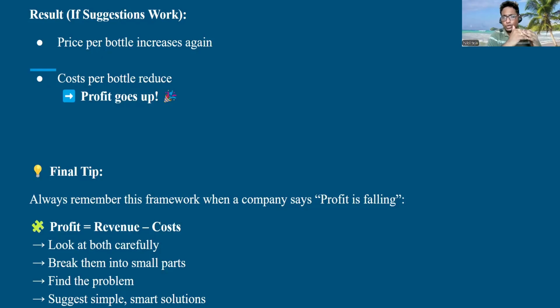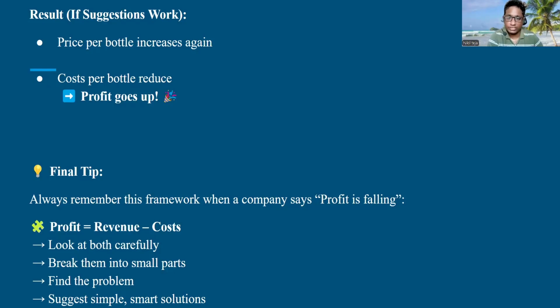Costs also we have divided into smaller parts, the fixed costs as well as the variable costs. Fixed cost we have divided into smaller parts, and variable cost also we have divided into smaller parts. Basically, we made many steps in order to find the insights. Next, break them into smaller parts, I said before only. Find the problem. We have found the problem after dividing them into smaller parts, right? We have found the findings as well as insights, and we have suggested some simple and smart solutions.